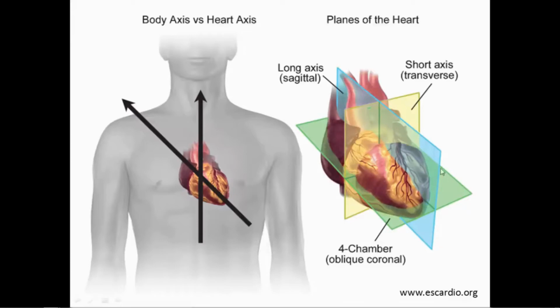That's this green plane here, and this cuts through again, a 4-chamber view of the heart where you can see both atria and both ventricles. The cardiology convention, when you're in cardiac mode on the ultrasound machine, is that you're going to have the probe marker, again, either up towards the patient's head or off to the patient's right-hand side.